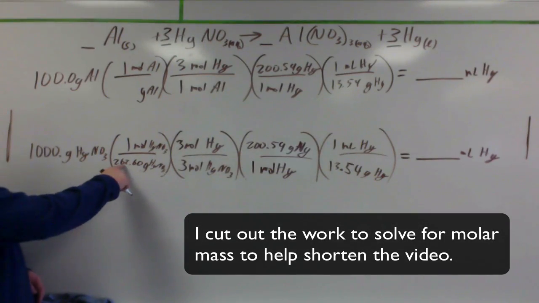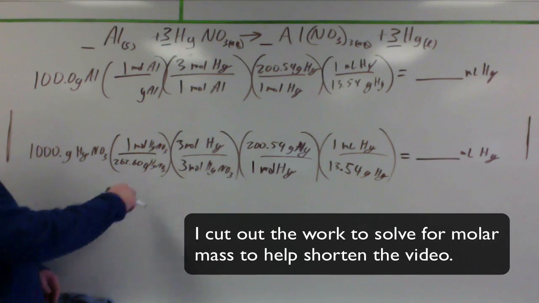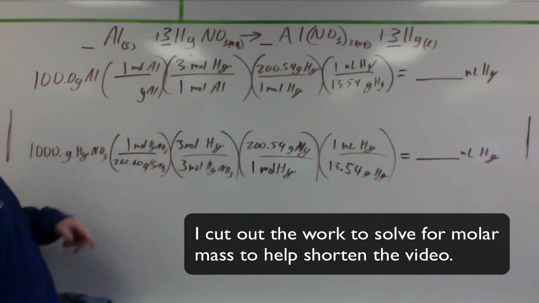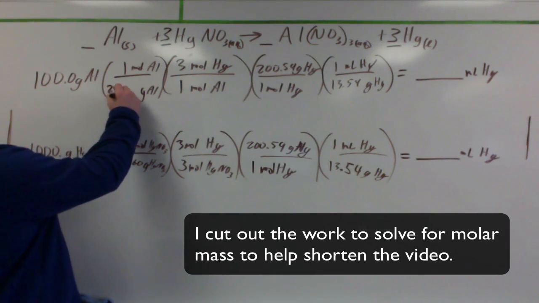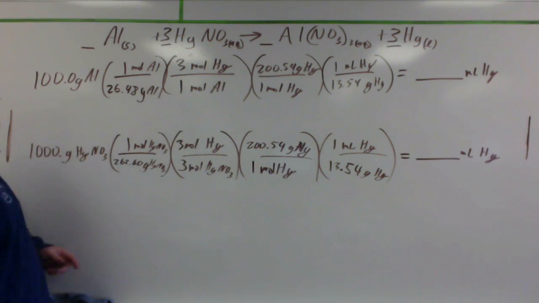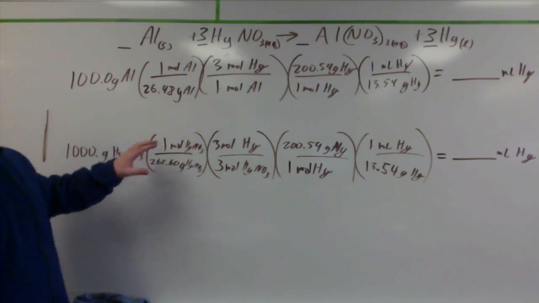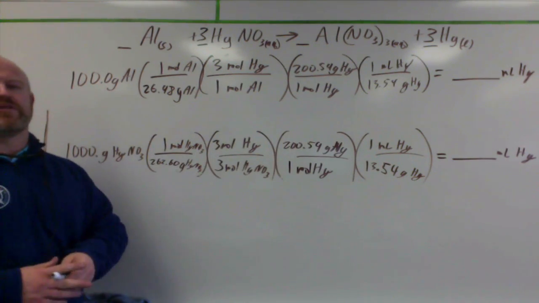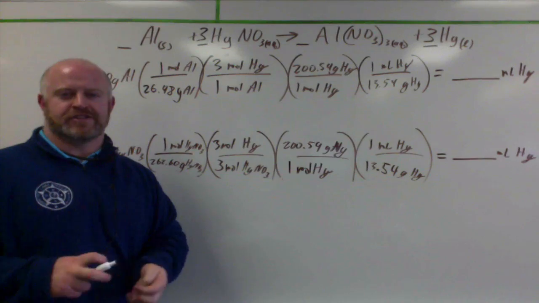So we get 262.60 grams per mole of mercury nitrate. Now I didn't put that one in for the aluminum either. So aluminum, if we look that up, is 26.98 grams per mole. So now I have all my values put in and I'm ready to calculate. We'll run this through the calculator and we'll get an answer for that.